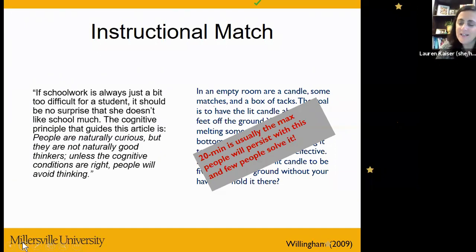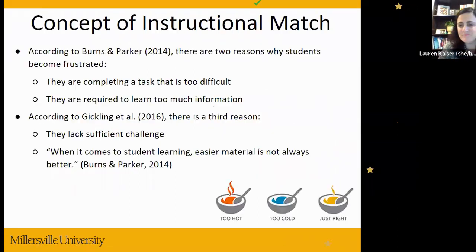And so Willingham uses this example to make the point, and actually he's the author of a really good book if you haven't read it yet. It's called Why Students Don't Like School. Actually, I think I have it here behind me. But he posits that kids don't really love school because in general, humans don't really love thinking if it's too hard. We're naturally curious, but we're not naturally good thinkers unless the conditions are just right. We'll want to avoid thinking. And I just love this example because it really gets at the concept of frustrational level perhaps, or maybe instructional level for folks of you who are really into this kind of abstract problem solving.